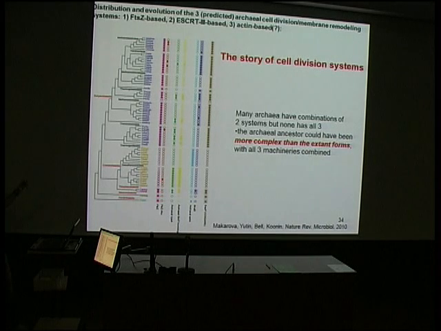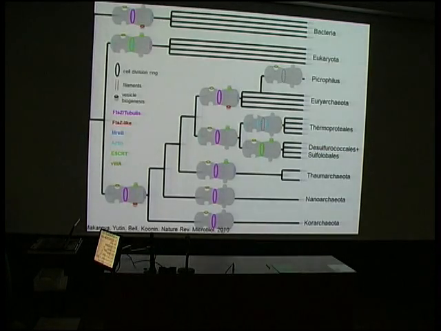Evolutionary reconstruction suggests that the archaeal ancestor could have been more complex than any of the extant forms, with all three cell division machineries combined, as illustrated in this schematic, according to which both the ancestor of all currently known archaea and the ancestor of the eukaryotes, whatever its exact relationship with those archaea, already had all this complexity with respect to cell division and membrane remodeling mechanisms.